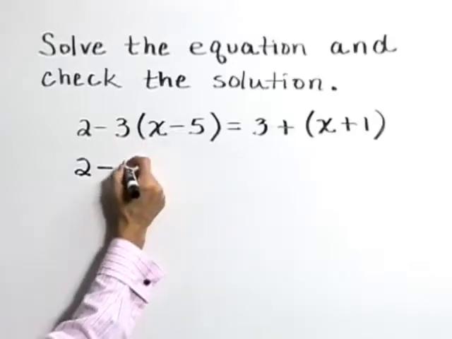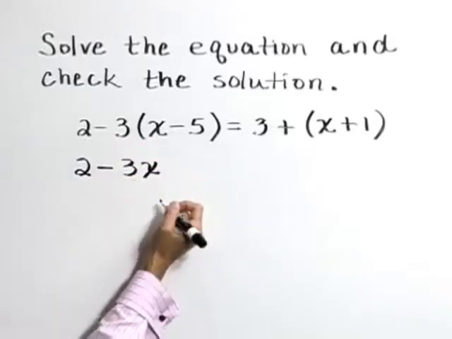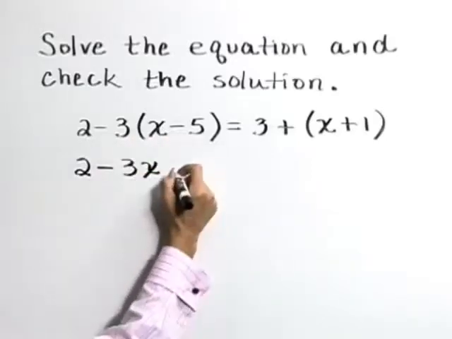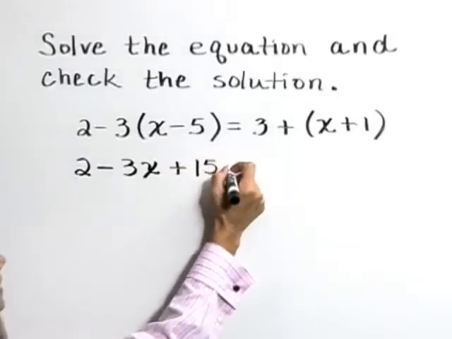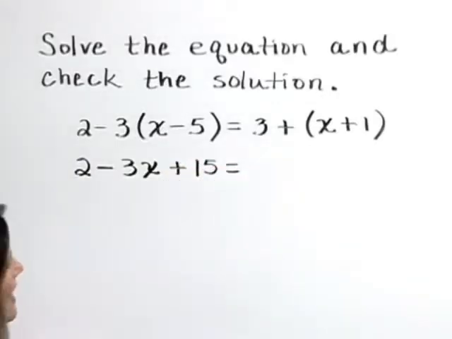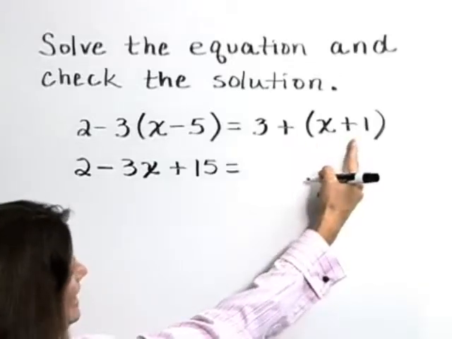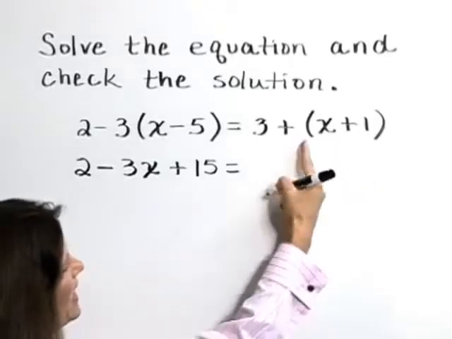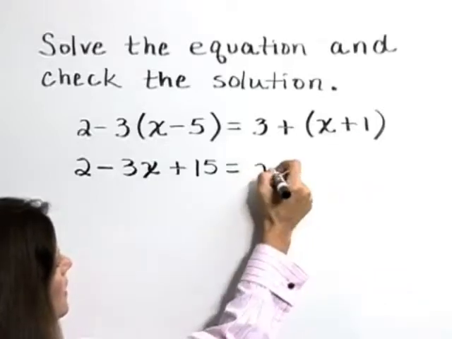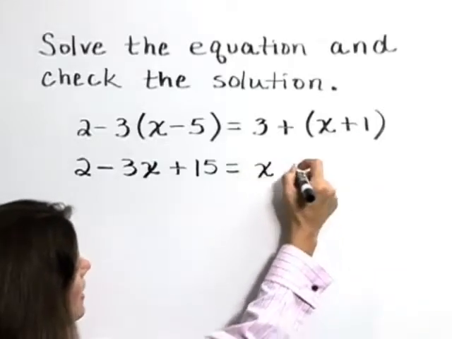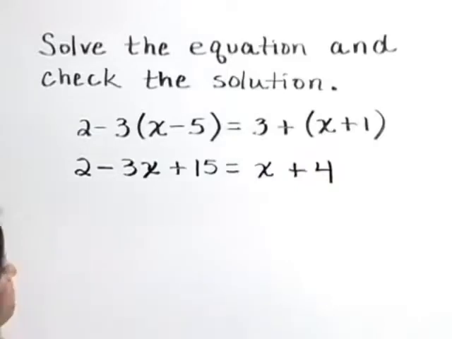Negative 3 times x is a minus 3x, and negative 3 times a negative 5 is a positive 15. On the right-hand side, as we distribute that plus sign, it's virtually meaningless. So let's go ahead and combine our 3 and 1 and write that right-hand side as x plus 4.